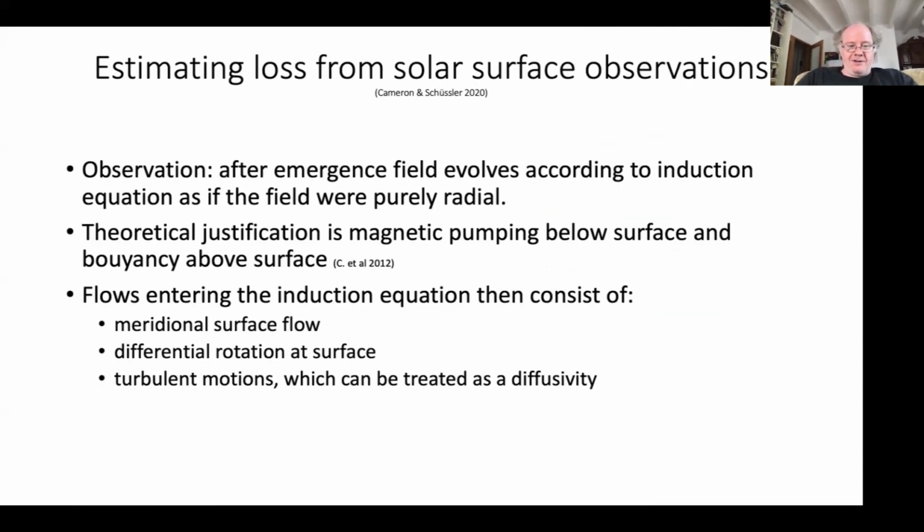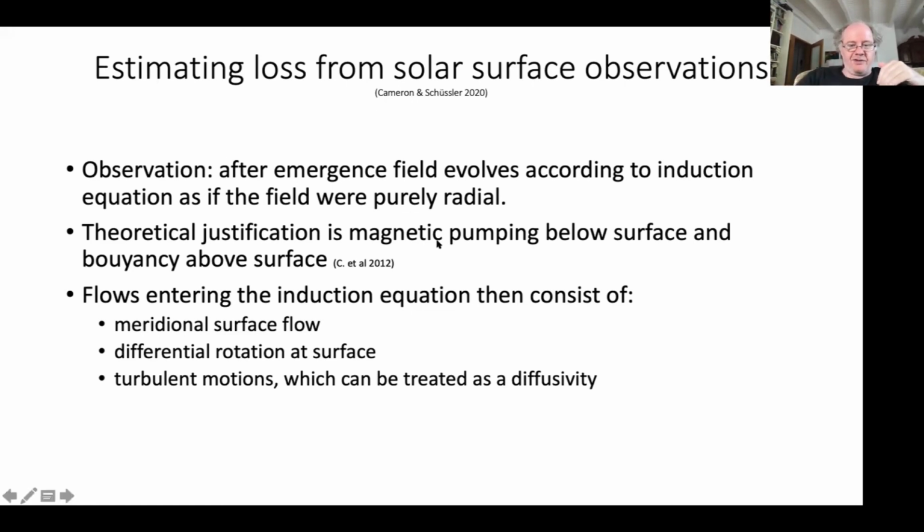And here the important point is it comes from the sun, and on the sun we see flux emerging. After the emergence, the key observational result is that the magnetic field, a day or two after the emergence, moves around like corks. And this is what you'd expect from the induction equation if the field were purely vertical.